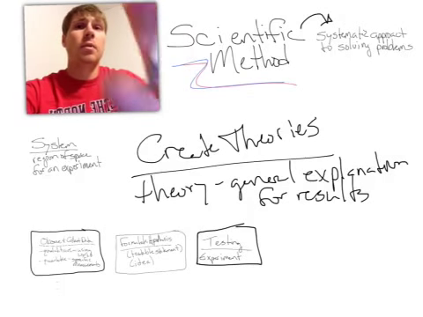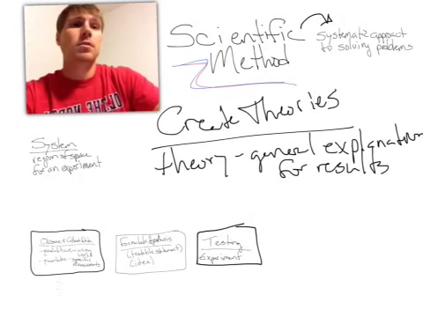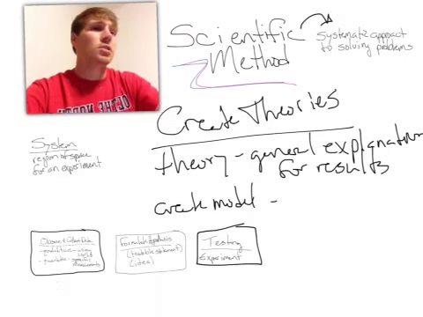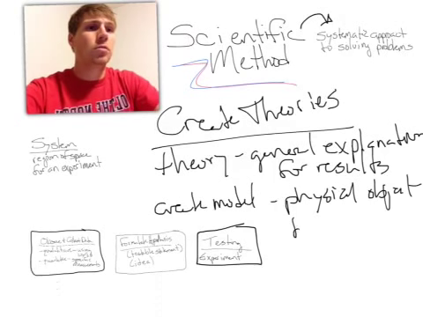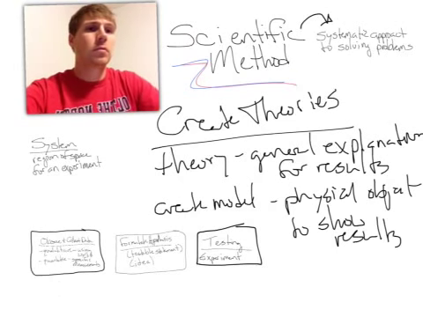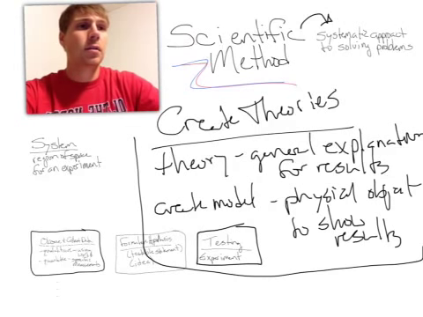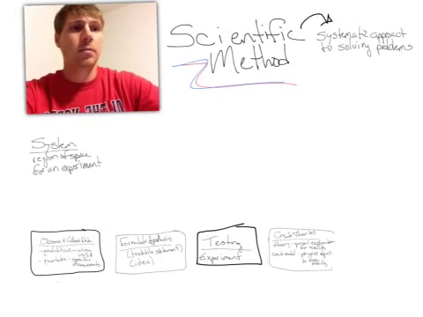Oftentimes we're going to create a model. Let's move that up. I'm going to add to it real fast. Okay, so we might create a model, which all that a model is, it's just a physical object to show results. Let's put a box around all that. There we go. And we're going to add it to our list.